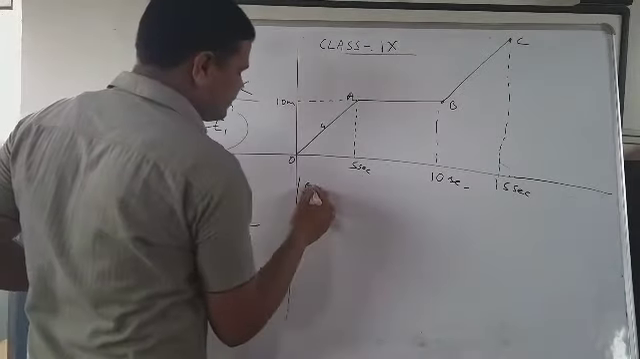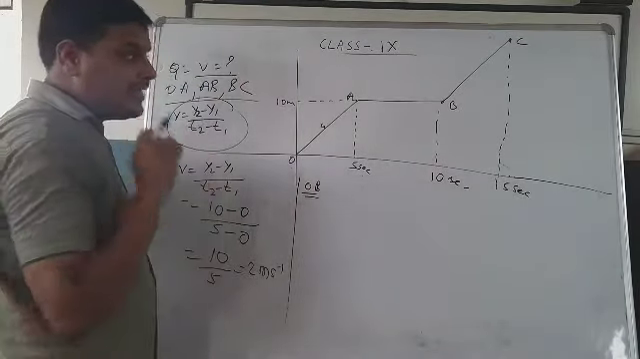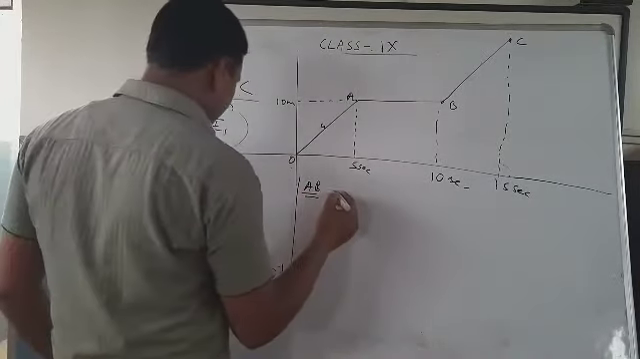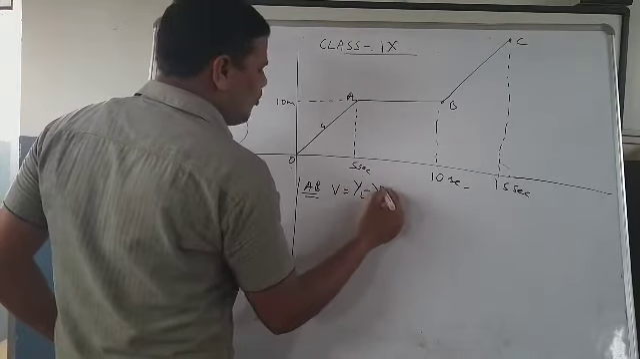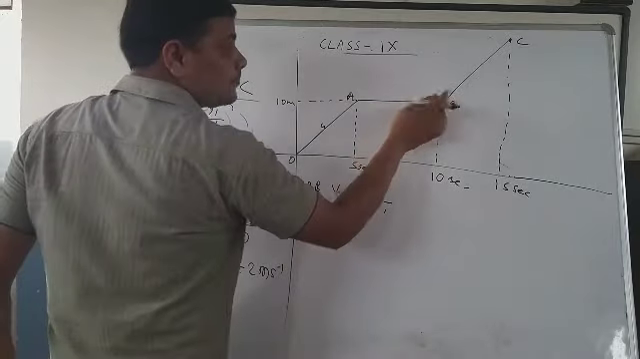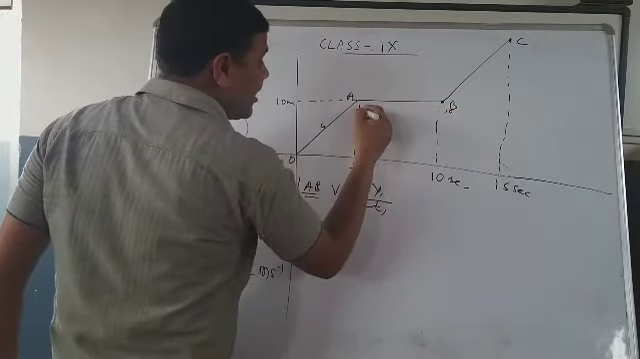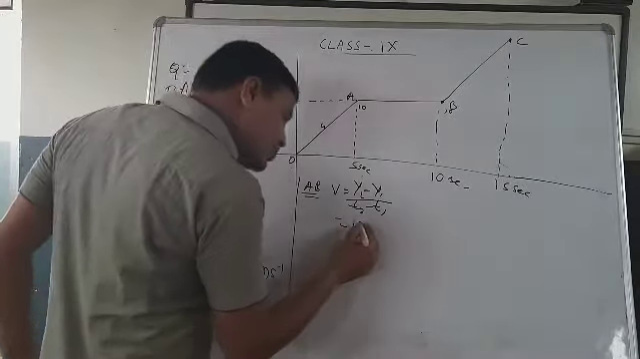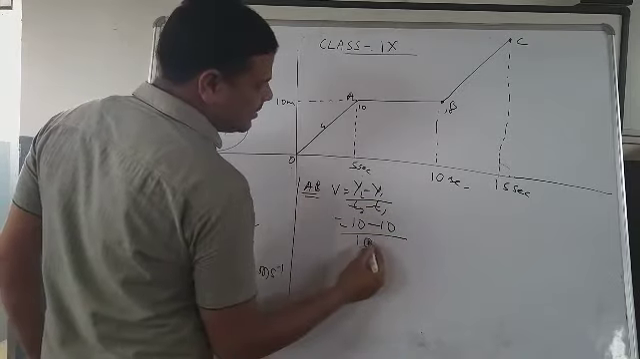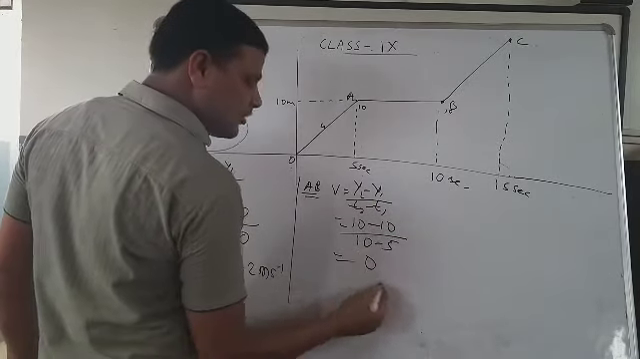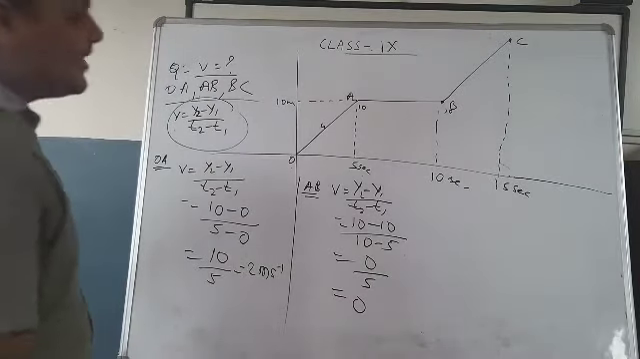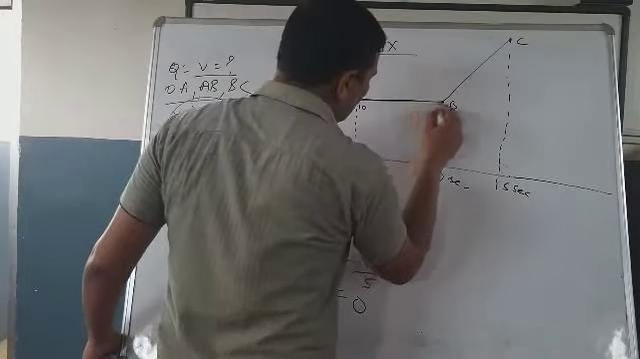Now take AB, but in AB you have to be careful. Again we have to take V, that is y2 minus y1 upon t2 minus t1. What is y2 here? 10. What is y1? 10. See, y2 is also 10, y1 is also 10. Time is total 10 minus 5. So 10 minus 10, 0 upon 5. So we have got the answer, 0. That means in this part there is no velocity.